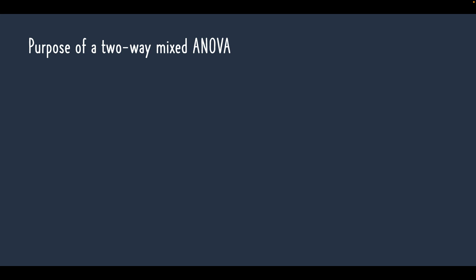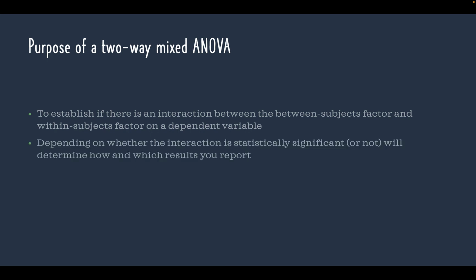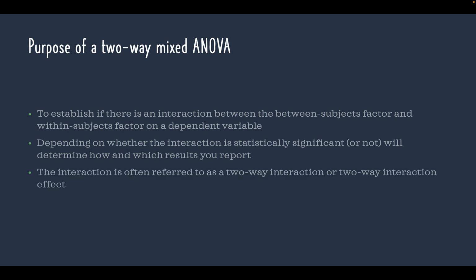All right, so what is the purpose of a two-way mixed ANOVA? The general purpose is to establish if there is an interaction between the between subjects factor and within subjects factor on a dependent variable. Depending on whether the interaction is statistically significant or not will determine how and which results you report. The interaction is often referred to as a two-way interaction or two-way interaction effect.